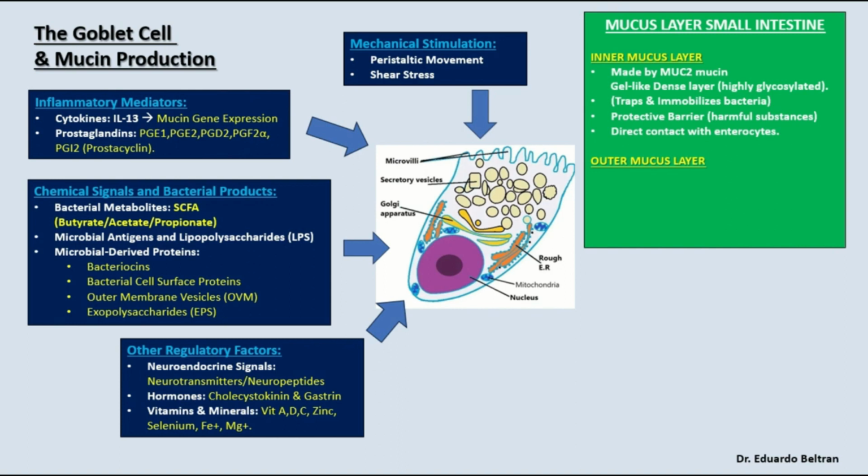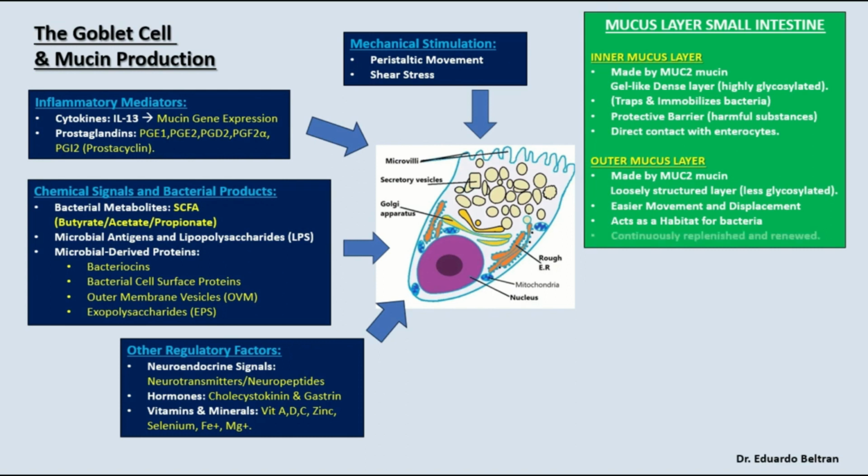Now we have an outer mucus layer that is also made by MUC2 mucin, but this is a little bit different. This is a more loosely structured layer. It's less glycosylated, and it's easier to move around and displace, all right? And this is very important because this mucus layer is constantly being recycled over and over, and it has to, because if it doesn't, then we start getting into trouble. I mean, a lot of things can happen, okay? It acts as a habitat for the bacteria, so this is actually where you can find your microbiome, okay? And it's continuously being replenished and renewed, all right?